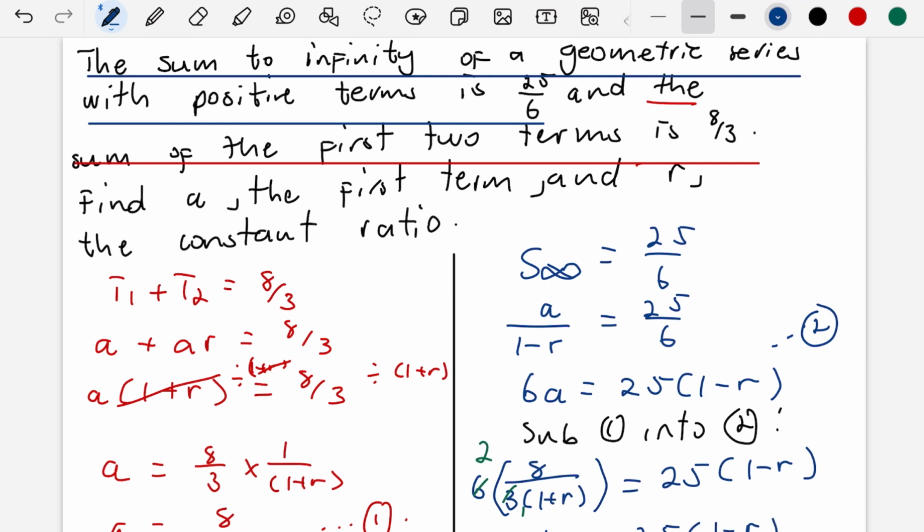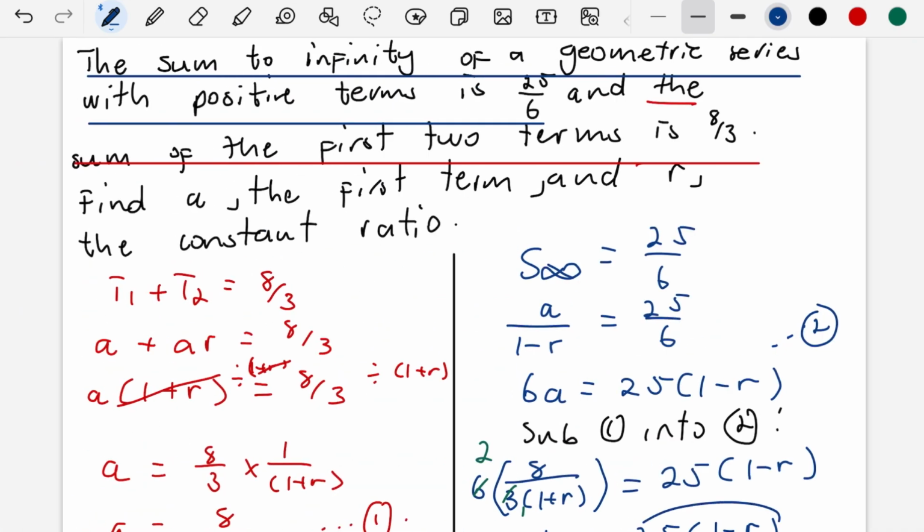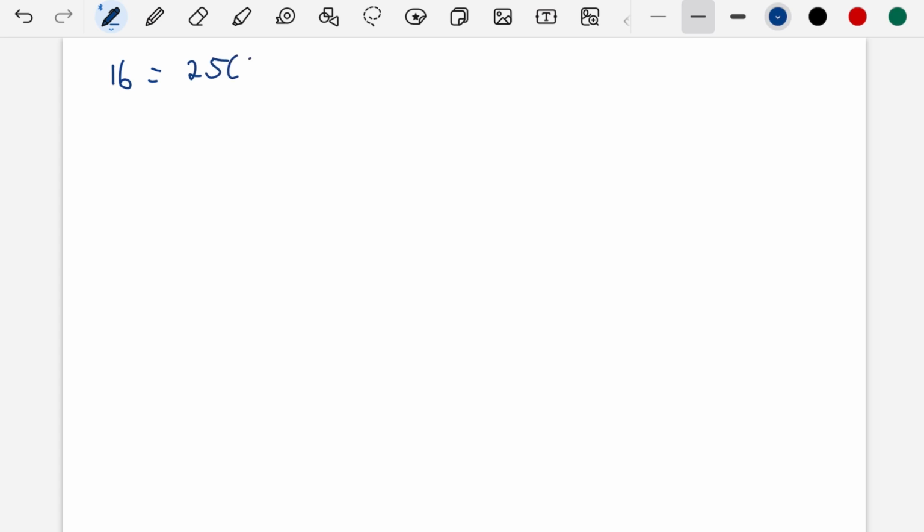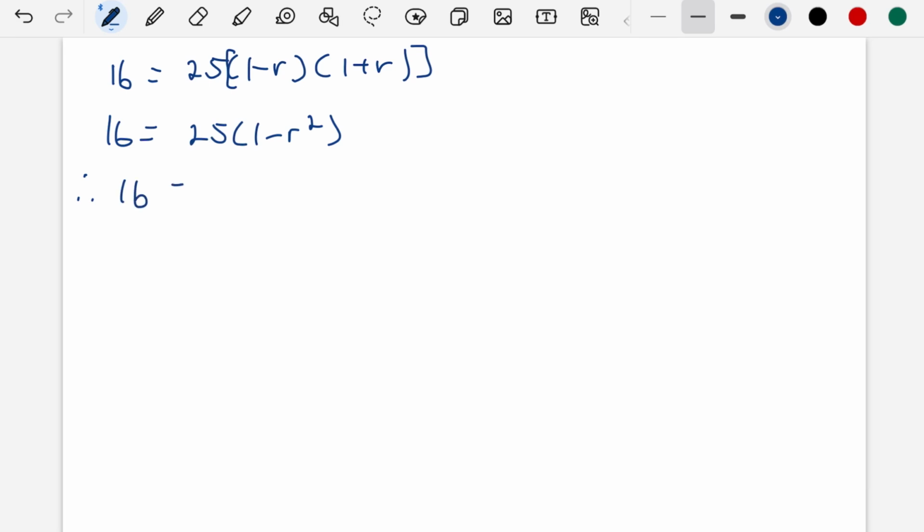Since we have two fractions separated by an equal sign, I can cross multiply there. Now 16 times 1 will be 16. Then on the other side, I'll have 25 into 1 minus r multiplying 1 plus r. Now you know that when you have the same terms but a plus and a minus, it's just 1 minus r squared if you simplify it. So essentially, what you have here is 16 is equal to 25 minus 25r squared.